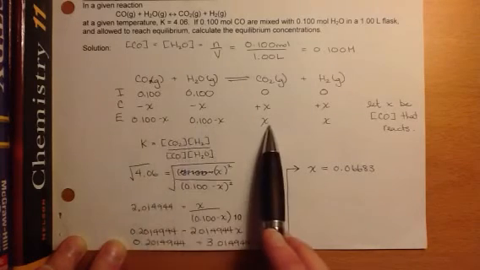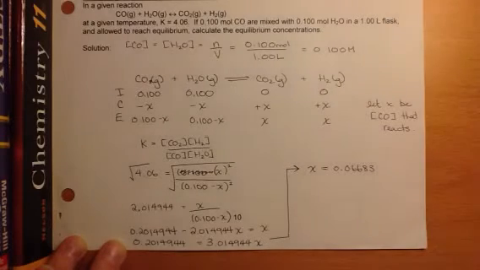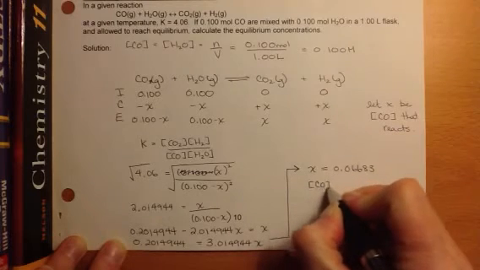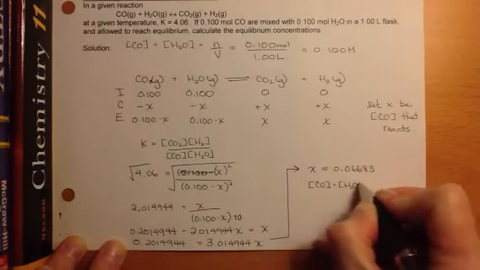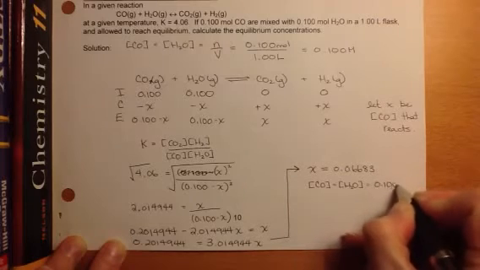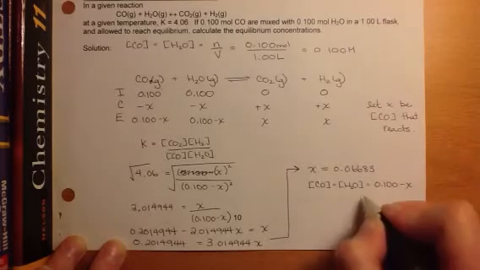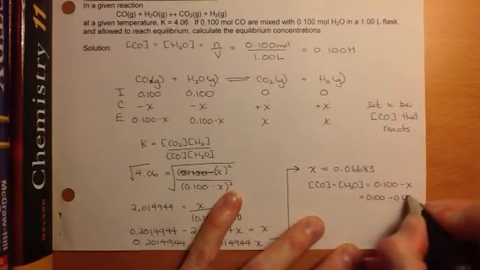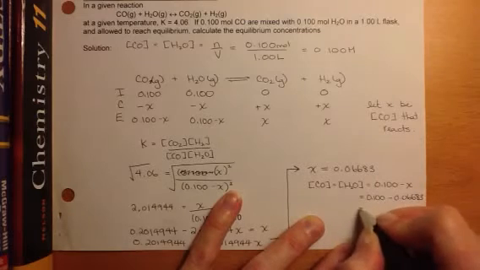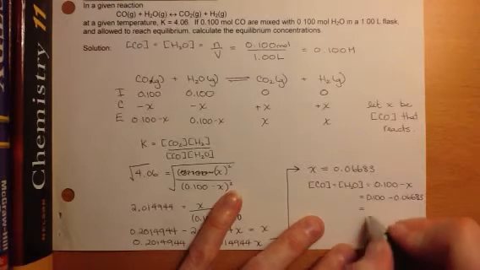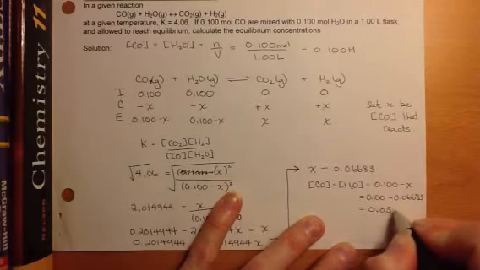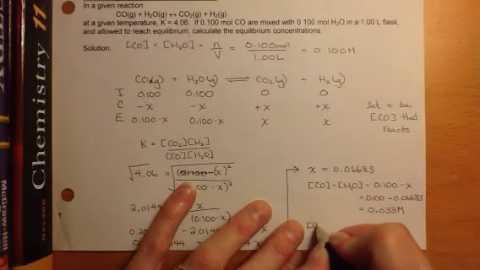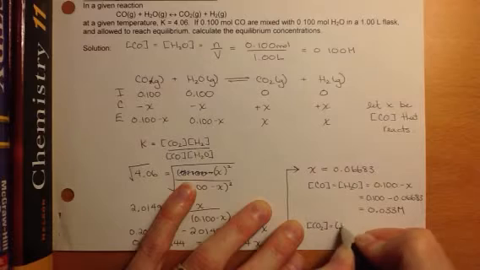We need to get the equilibrium concentrations for each one of our substances in the equation. So let's calculate for the carbon dioxide and the water. It's going to be 0.1 minus our X value. So that is going to be equal to 0.100 minus 0.06683. So we're going to have a value here of 0.033 moles per liter.